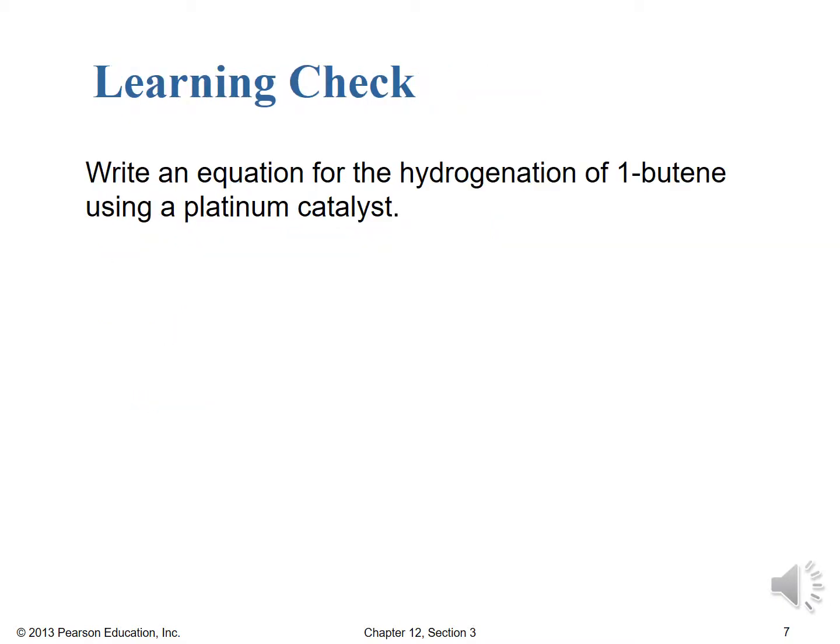Okay, so now that we've looked at a hydrogenation example together, let's have you go ahead and try your own. This learning check asks you to write an equation for the hydrogenation of 1-butene using a platinum catalyst. So please pause the video here, complete that task, and start us back up when you're ready to check your work.